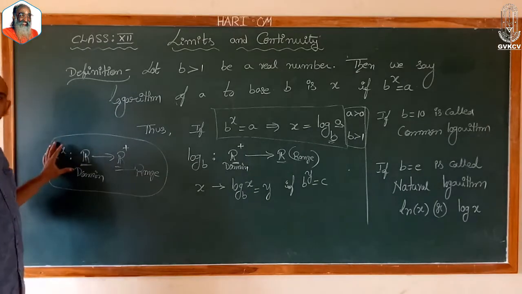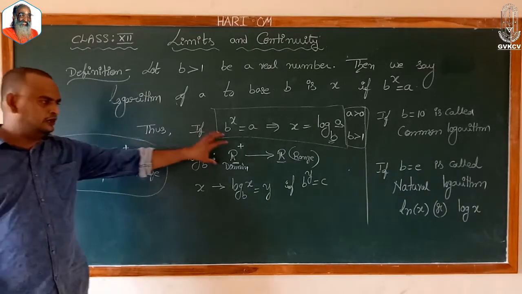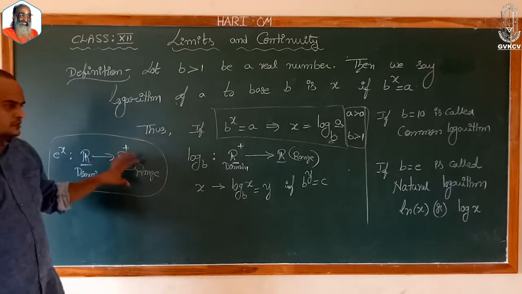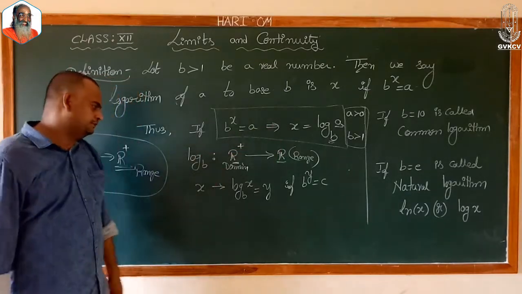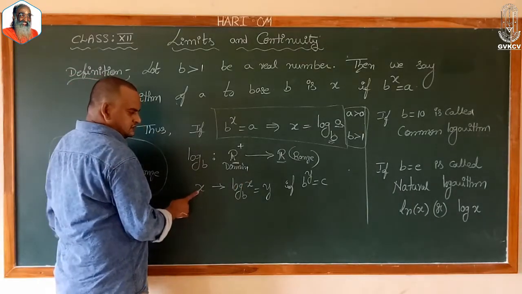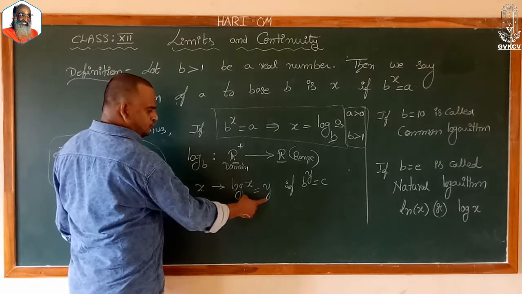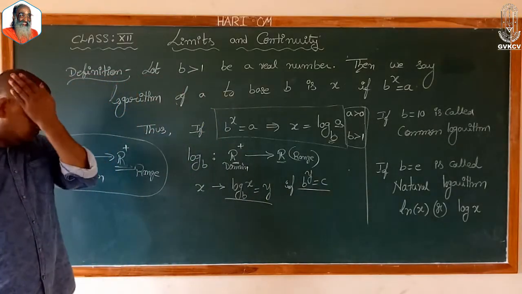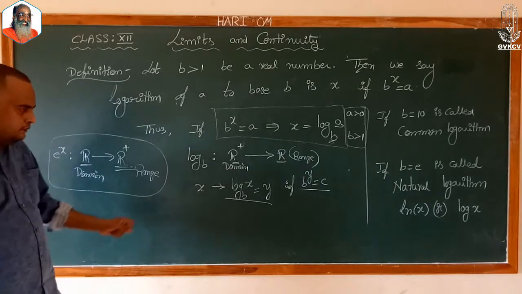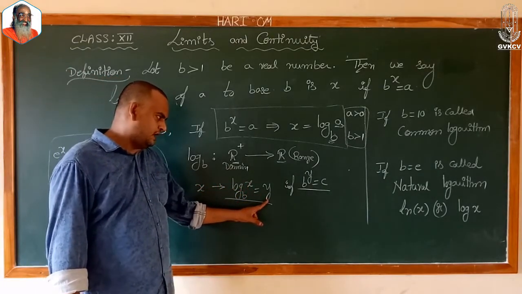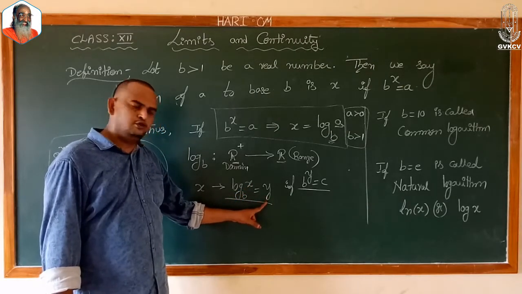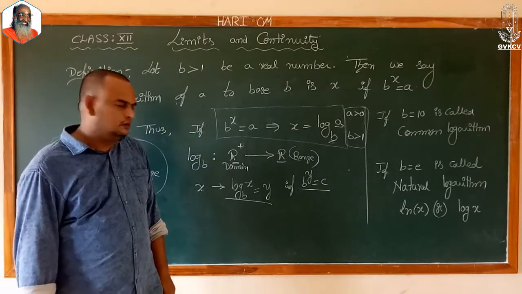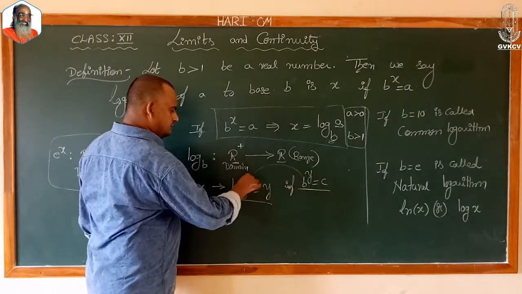So the domain of the exponential function is real numbers. The domain of the logarithmic function is positive real numbers. The range of the exponential function is positive real numbers. The range of the logarithmic function is real numbers. And this is the same definition: log x to the base b is equal to y. When does it happen? It happens only when b power y is equal to x. So log x to the base b is equal to y if b power y is equal to x. Let us say the b power y value in place of x.